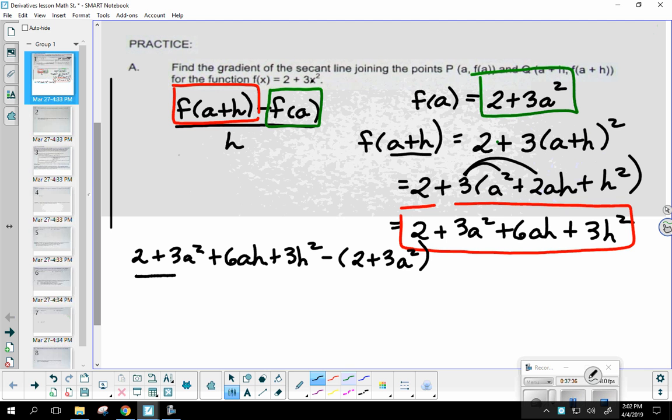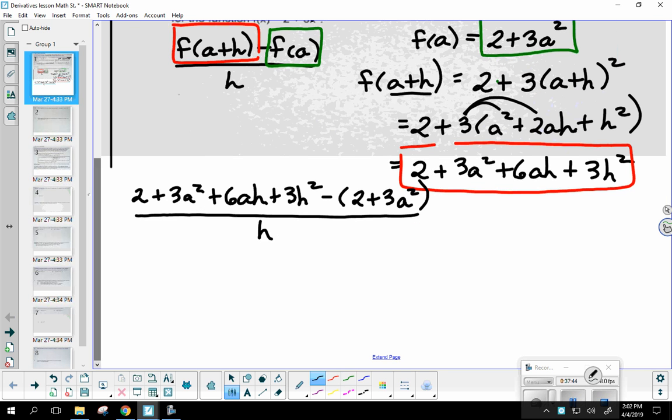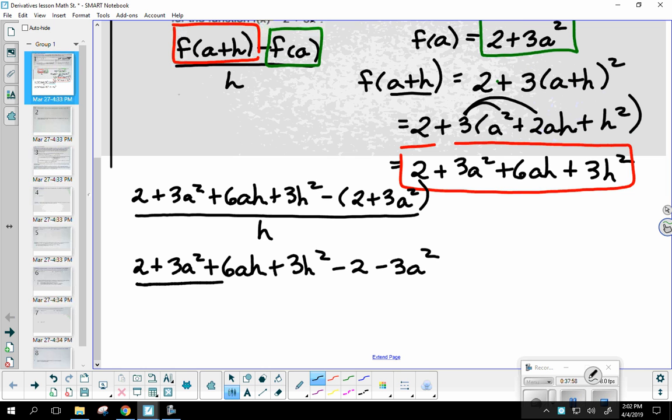And this is all over h. Okay. So now, we just simplify. Let's see here. That would be 2 plus 3a squared plus 6ah plus 3h squared, minus 2 minus 3a squared. And that's all divided by h.